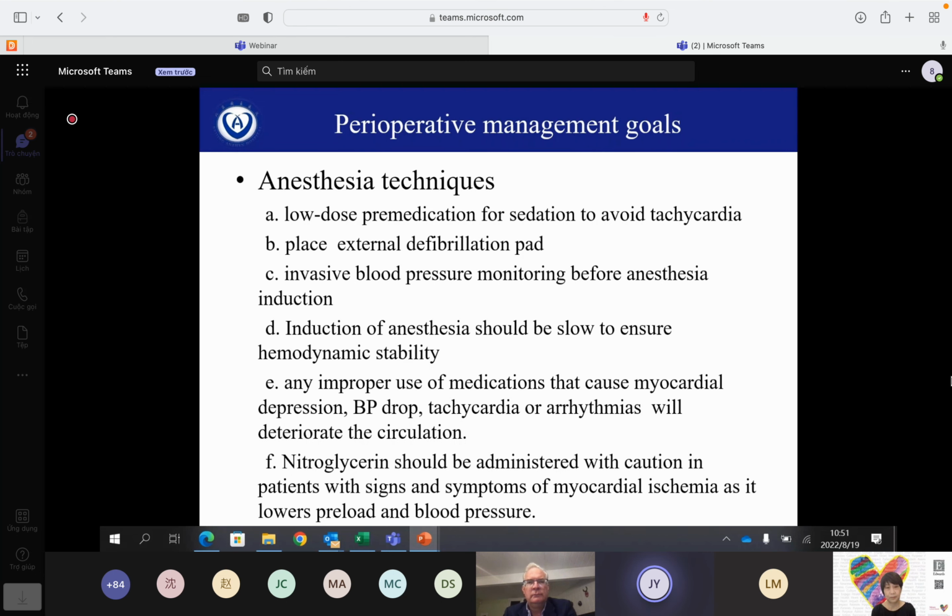For the preoperative preparation, we can consider low dose pre-medication for sedation to avoid tachycardia, and place external defibrillation pads in advance. We need to establish invasive blood pressure monitoring before anesthesia induction, and the induction of anesthesia should be slow to ensure hemodynamic stability. Any improper use of medications that cause myocardial depression, blood pressure drop, tachycardia, or arrhythmias will deteriorate the circulation. And we should always administer nitroglycerin with caution in patients with signs and symptoms of myocardial ischemia, as it lowers preload and blood pressure.